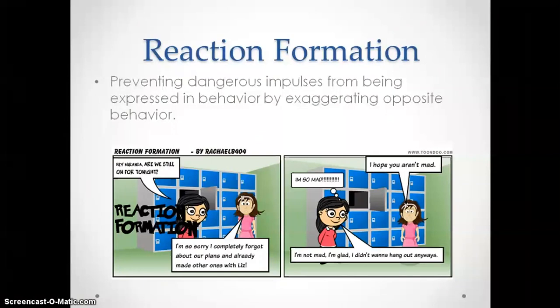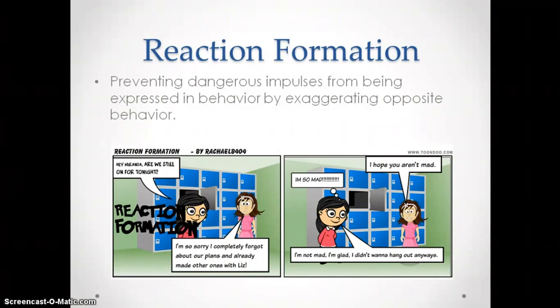Another one that's a little bit tricky to understand is something called reaction formation. This is where you, as you see here, prevent dangerous impulses from being expressed in behavior by exaggerating the opposite behavior. Essentially, you almost try to deny your actual feelings by acting out in the opposite fashion.